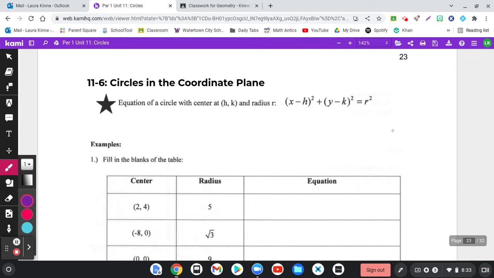Everybody, so today we have 2 to go. We're just going to talk about graphing circles in the coordinate plane. We're on page 23 in your packet.